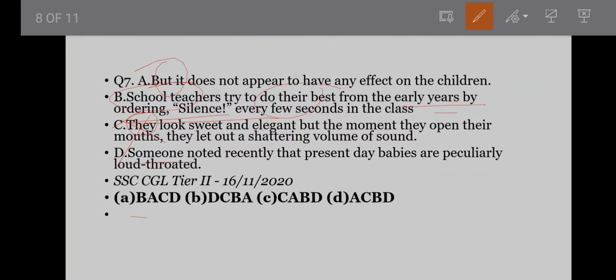Someone noted recently that present day babies are peculiarly loud throated. So this is the first one. That's why school teachers say silence every few seconds. Okay, I just clear it.